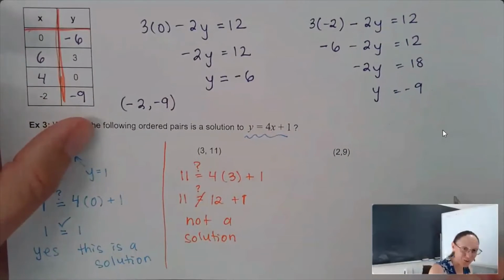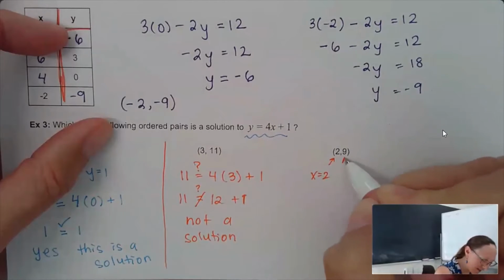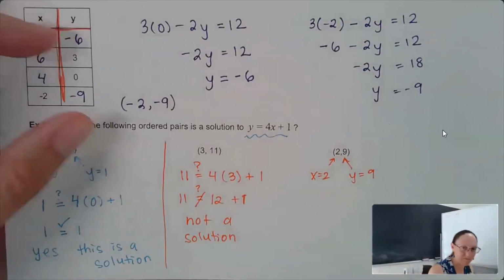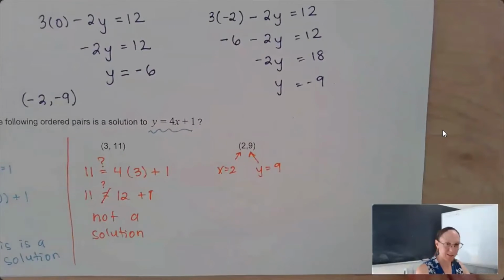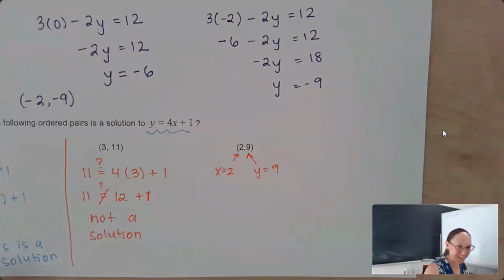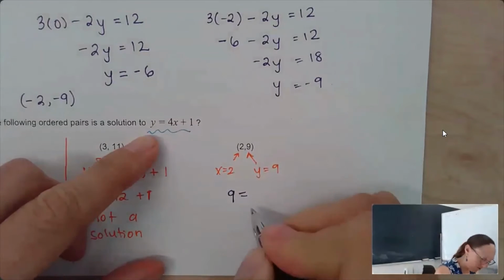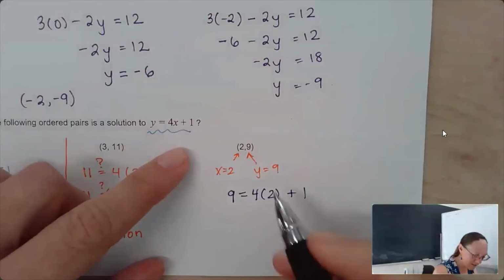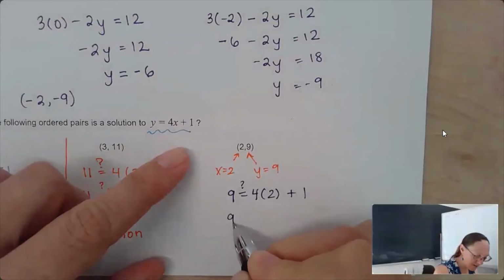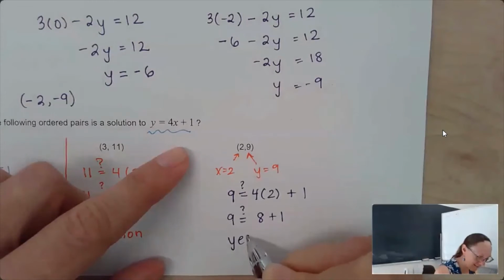So I've got that 2, 9, which means we're going to replace the x with a 2 and replace the y with a 9. I'm going to scoot this over so that my face isn't blocking the screen. When we plug this into test, I'm putting the 9 on the left-hand side because that's where the y is. And then I'll have 4 times 2 plus 1. So 4 times 2 is going to give me an 8. So is 9 equal to 8 plus 1? And the answer is yes. This is a solution.